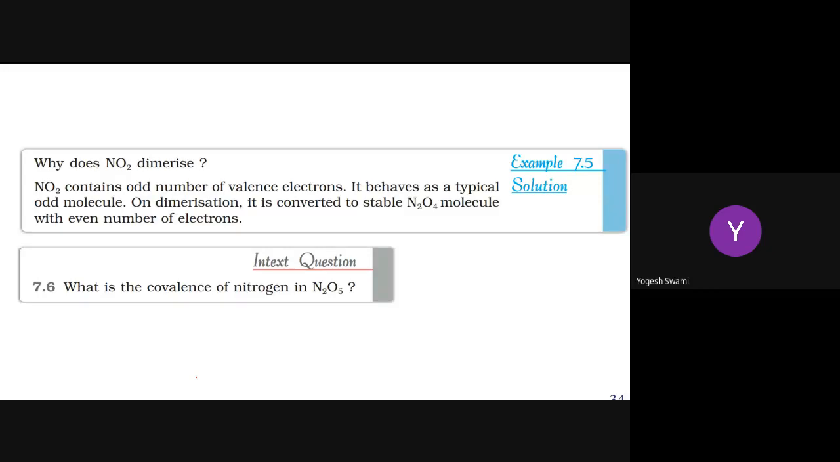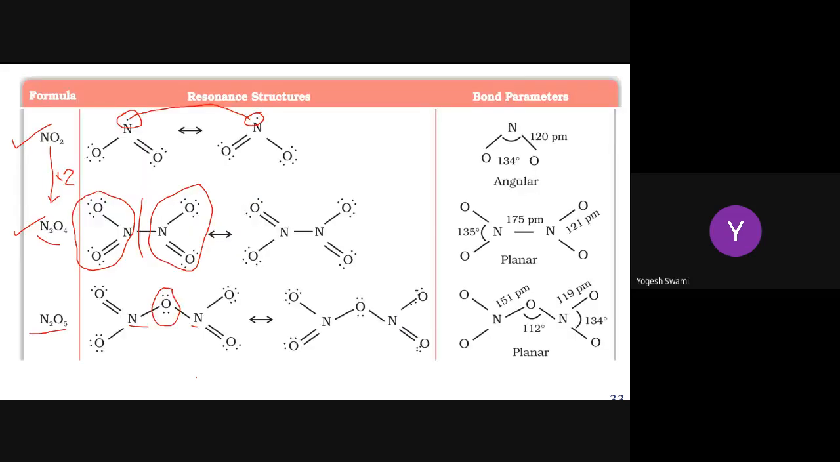What is the covalency of nitrogen in N2O5? Covalency means the number of maximum bonds. We do not remember the structure of N2O5, yet we can still answer this, because nitrogen is present in the second period of the periodic table. So the maximum covalency can be 4. Now look at the structure of N2O5. 2 bonds are formed here, 1 bond is here and 1 bond is here. Total bonds formed by this nitrogen is 4. So the covalency is 4.